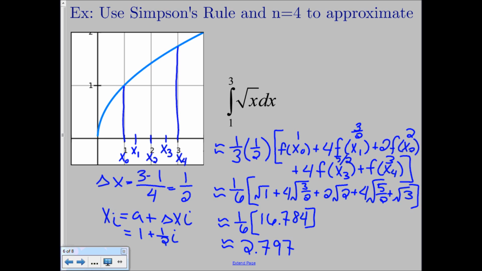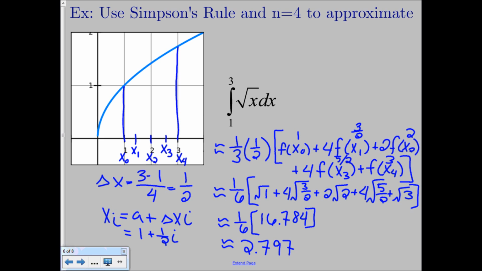But if you go to your graphing calculator and you use that to integrate the square root function from 1 to 3, let's see what we're going to get for our answer. Our answer then is 2.7974. So this is really close. I think the accuracy for Simpson's rule for this problem is out to the 4th or 5th decimal place.